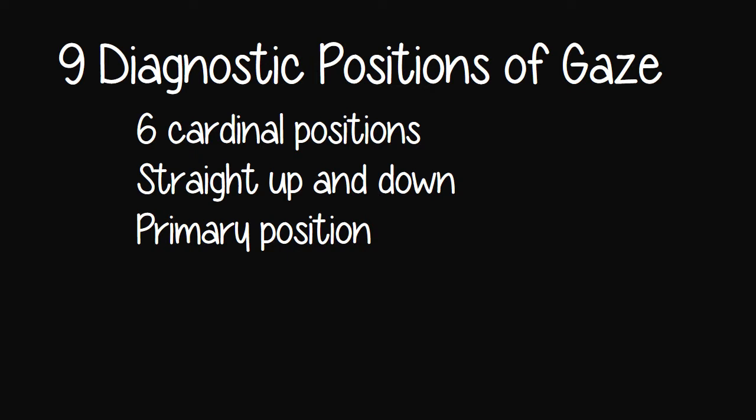The 2 elevator muscles, superior rectus and inferior oblique, and the 2 depressor muscles, the inferior rectus and superior oblique, kind of compensate for one another, so neither one are isolated in those positions. When you test in the 6 cardinal positions of gaze, each one of the 6 extraocular muscles are isolated in one of those positions.